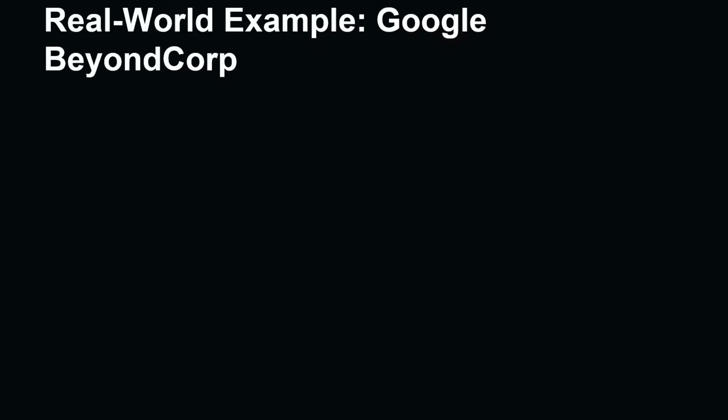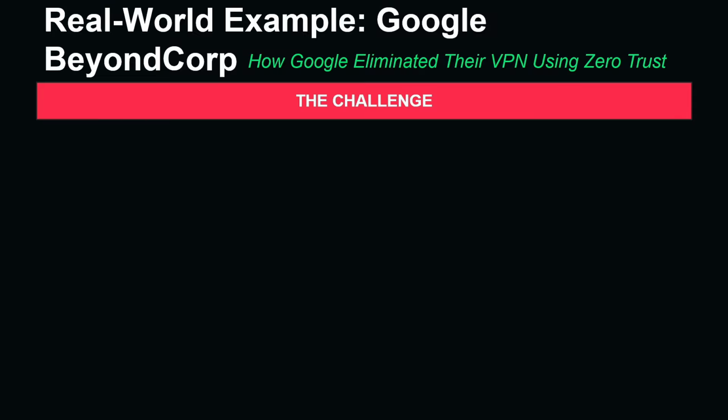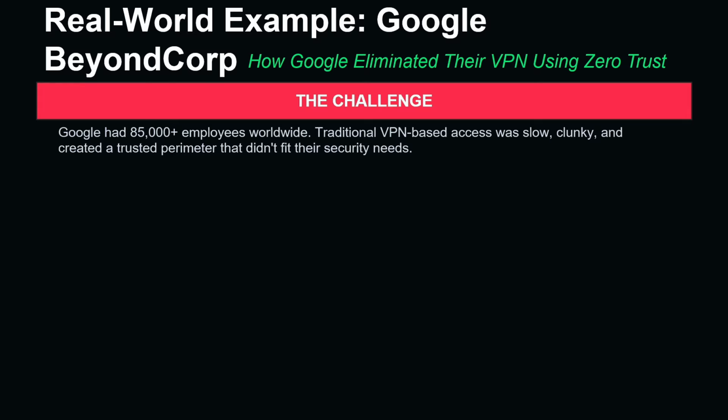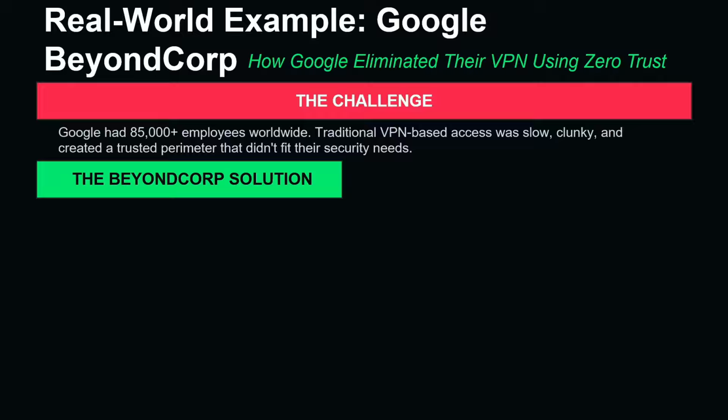This is one of the most famous Zero Trust implementations and has been openly documented for how Google eliminated their VPN using Zero Trust. The challenge was that Google had over 85,000 employees spread across the entire world, and like most companies, they originally used VPN-based access. Problems included VPNs being slow and clunky, employees having broad access to internal resources, the trusted internal network model not fitting Google's security needs, and managing VPN at a large scale being operationally complex. Google realized the perimeter security model was fundamentally broken, and they needed a new approach. BeyondCorp was their solution, built in 2011 as their implementation of Zero Trust.